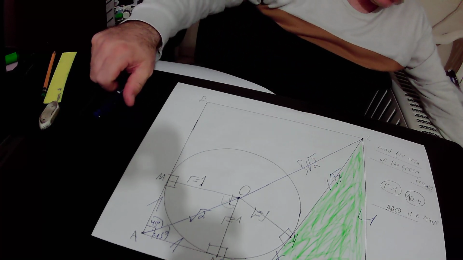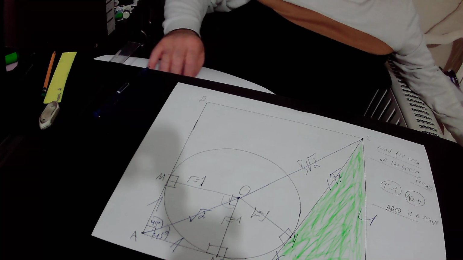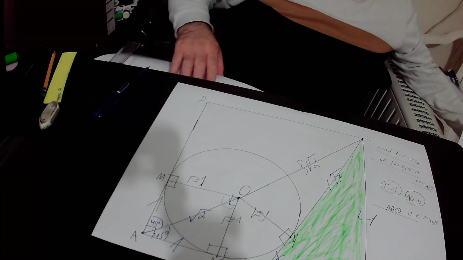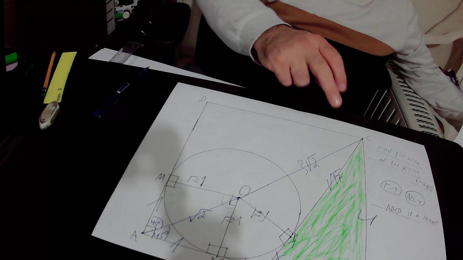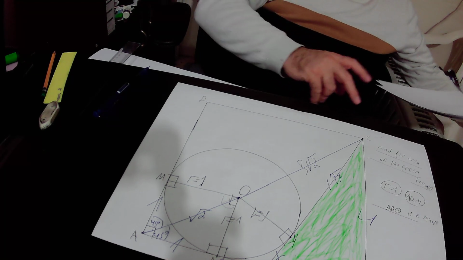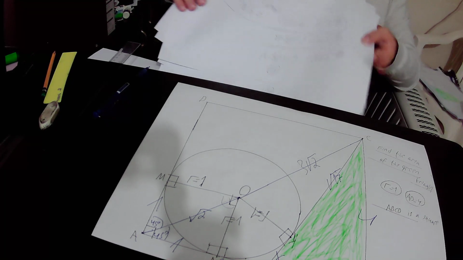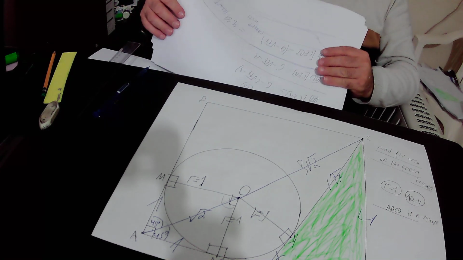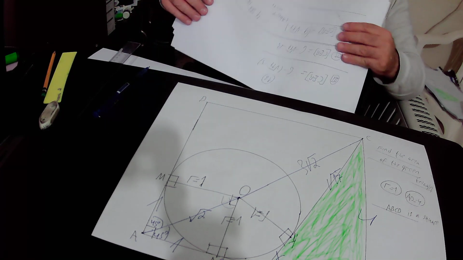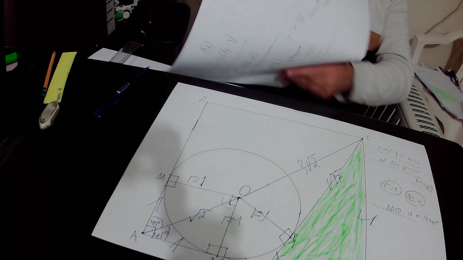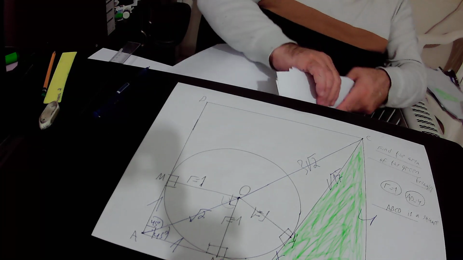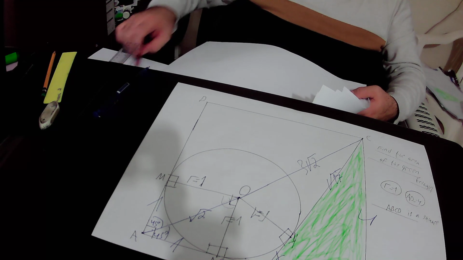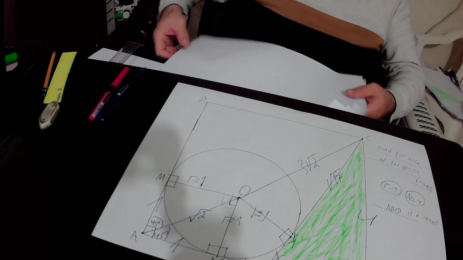Okay, so now I'll summarize the lecture. Actually, we wanted to find out the area of this green triangle CEB, and we have here square ABCD. One side of square ABCD is equal to 4 units.